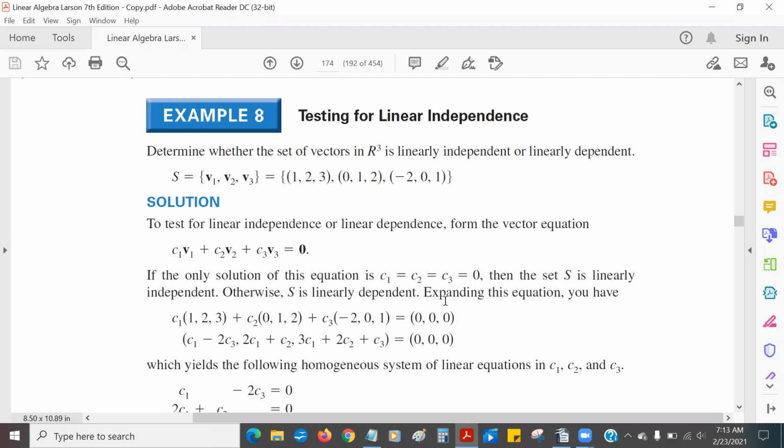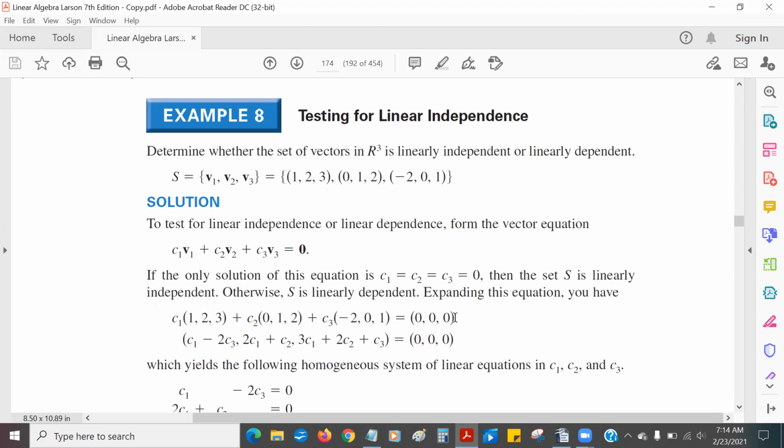If there are other solutions, then it's dependent. Well, here's what we're going to do. Instead of just writing V1, I'm going to write 1, 2, 3, and instead of writing V2, I'm going to write 0, 1, 2. So here we go: C1, the coefficient we're looking for, times 1, 2, 3, plus C2 times 0, 1, 2, plus C3, the last coefficient, times the last vector, negative 2, 0, 1. We're setting that equal to 0, 0, 0.